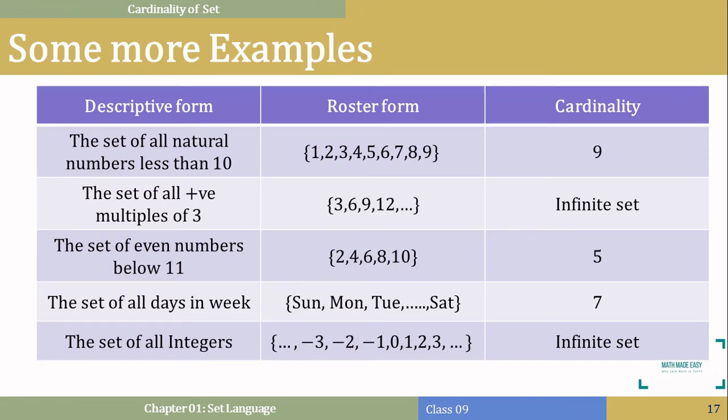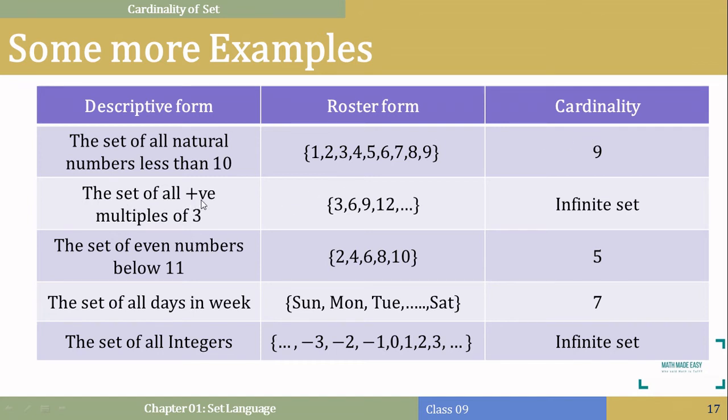Moving on to some more examples which we have seen in the previous videos. The set of all natural numbers less than 10 is 1, 2, 3, 4, 5, 6, 7, 8, 9. 10 must not be included because we have not been given less than or equal to. So, 10 must not be included here. The number of elements in this set is 9. So, the cardinality of this set is 9.